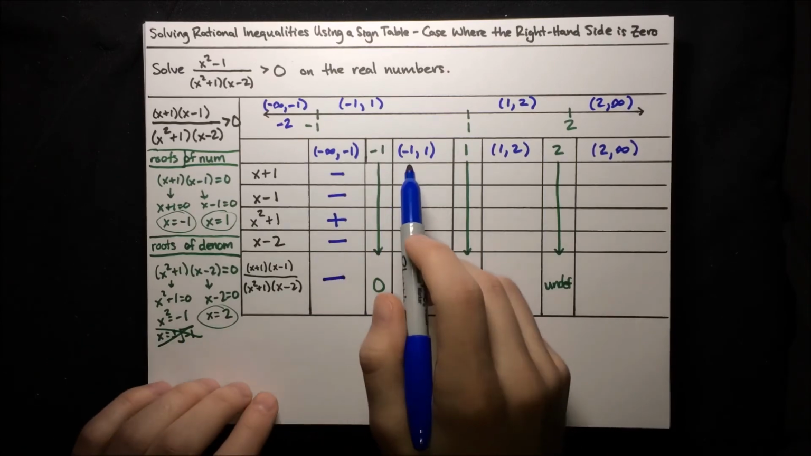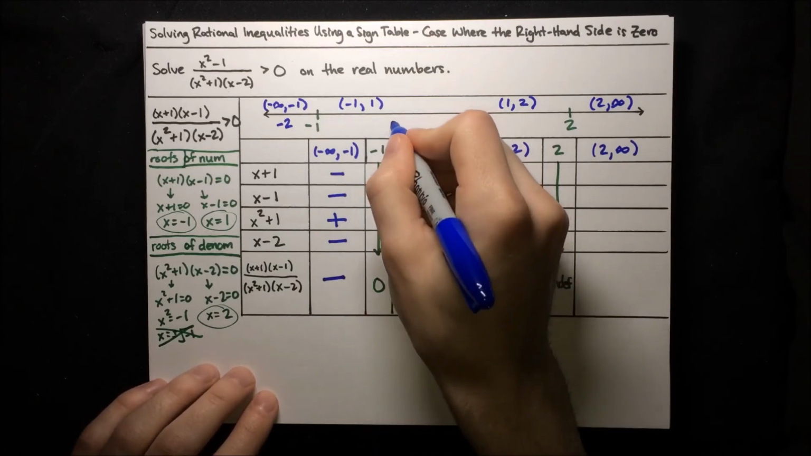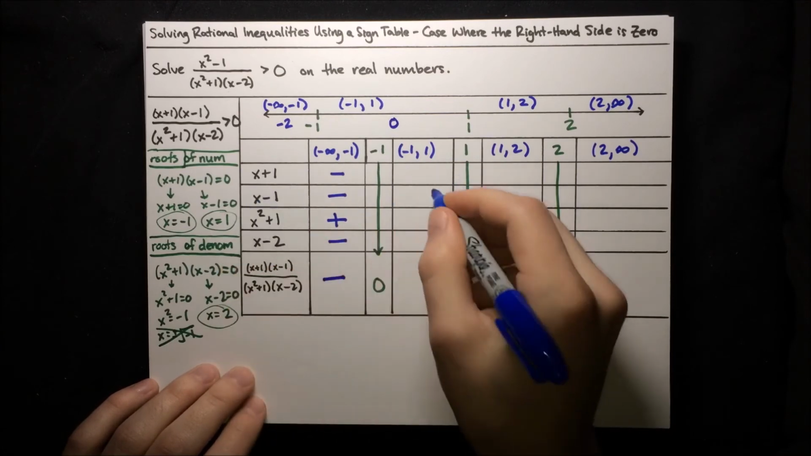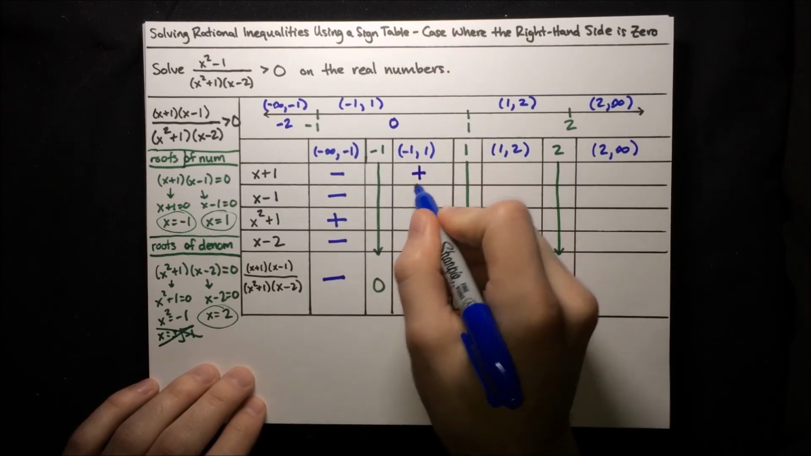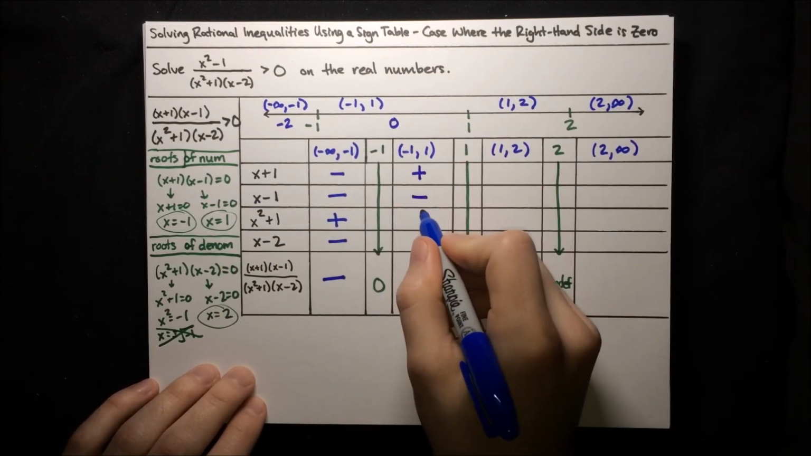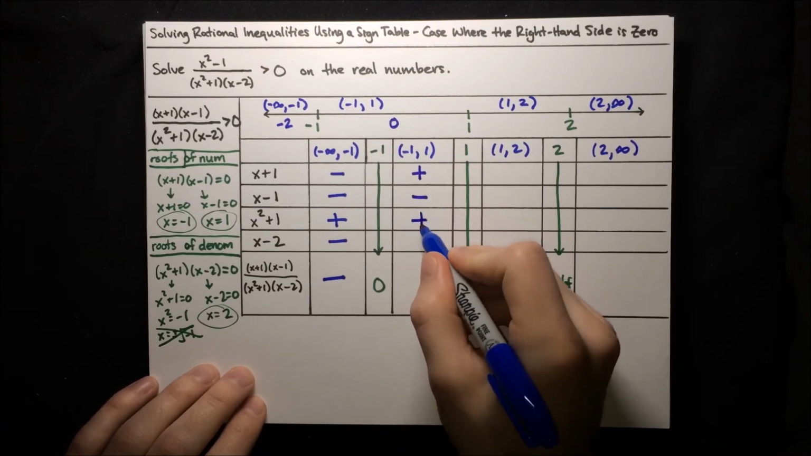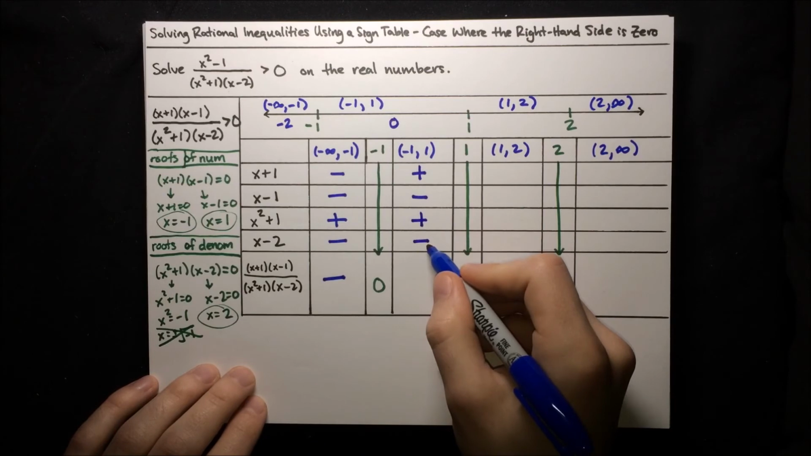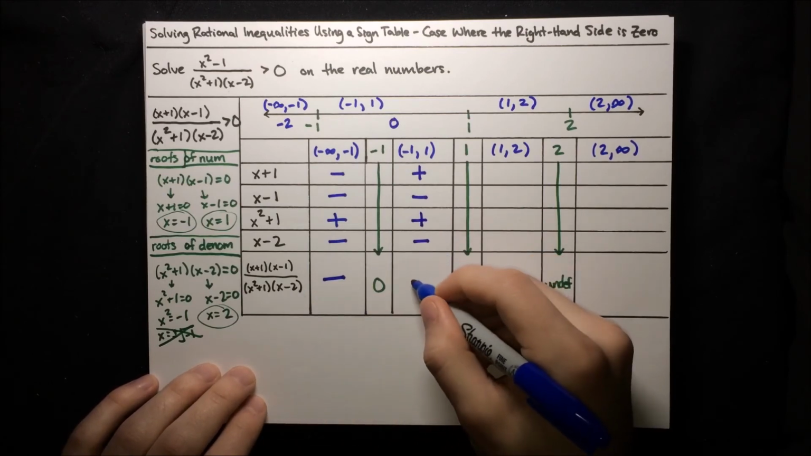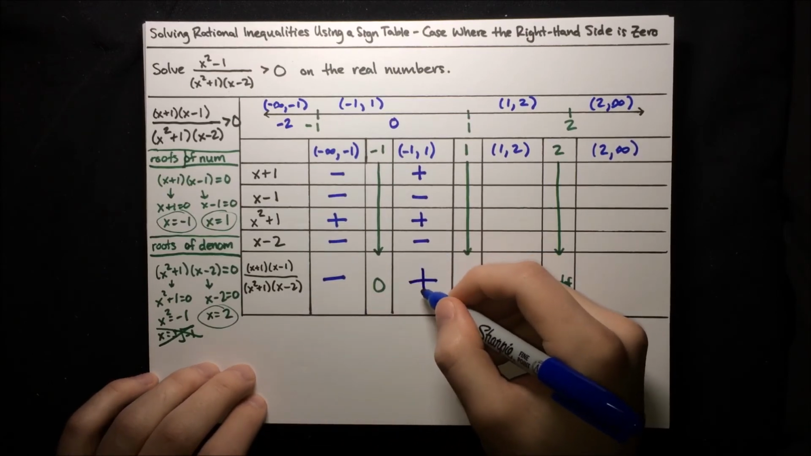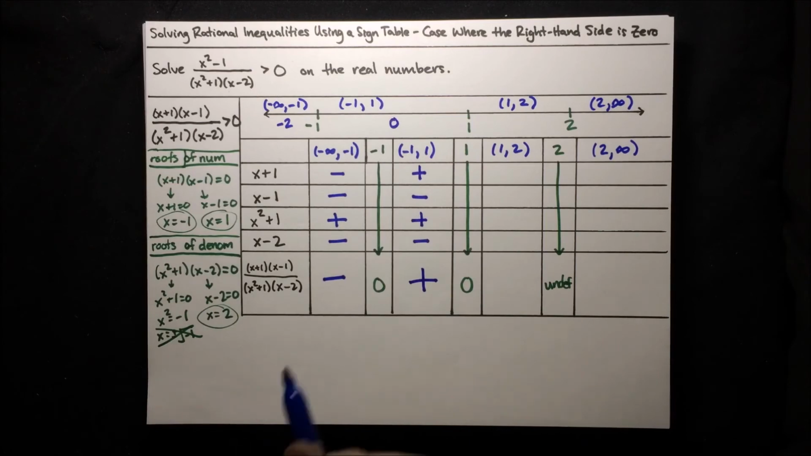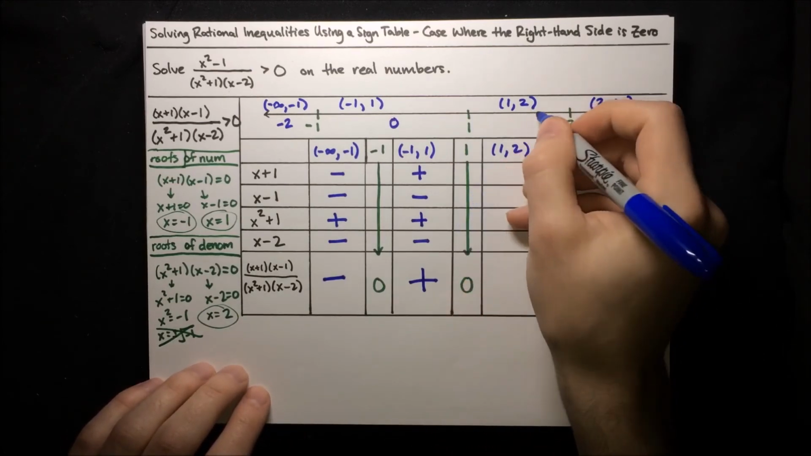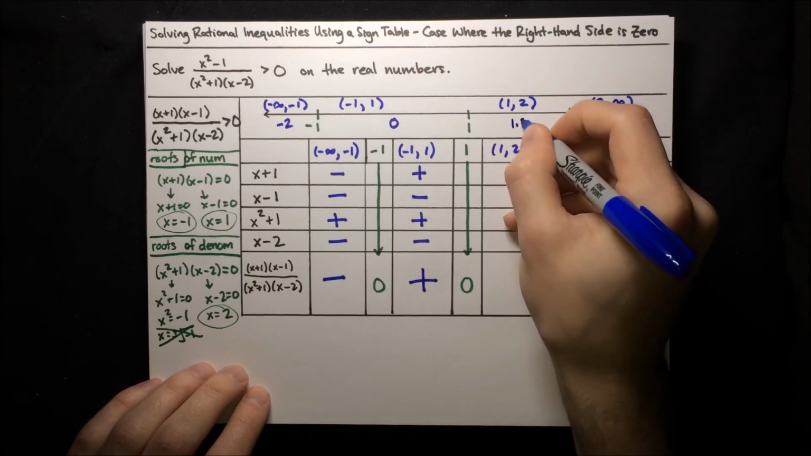On to the next interval, negative 1 to 1. How about a test point of 0? That's the easiest one. So 0 plus 1 is positive. 0 minus 1 is negative. 0 squared plus 1 is positive. 0 minus 2 is negative. With an even number of negatives here, the expression is going to be positive because those negatives cancel out. Now a test point in the interval 1 to 2. That's a tougher one. How about 1.5? Just split it right in the middle.